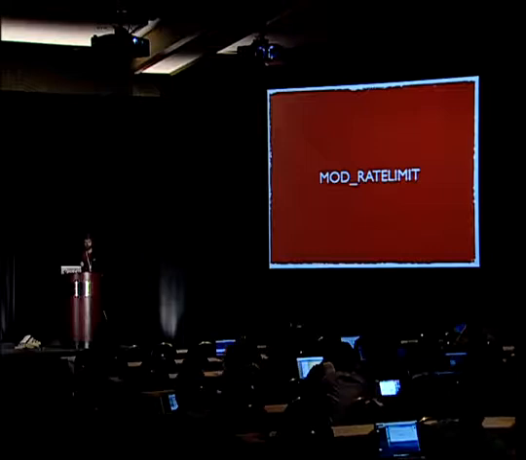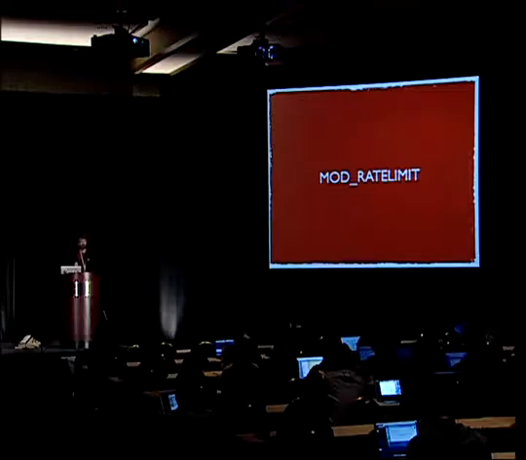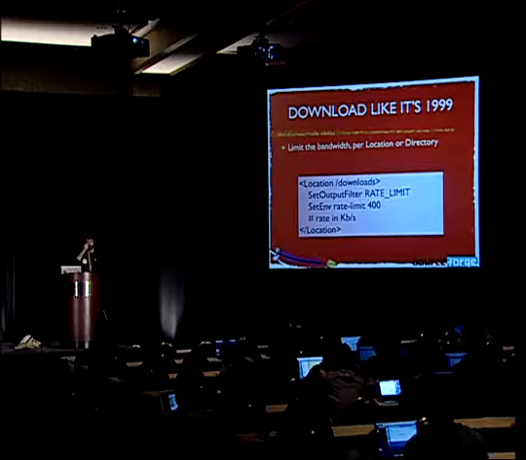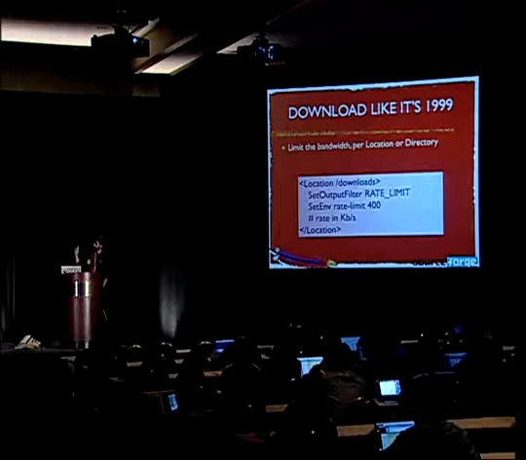Mod rate limit answers a question that we get again on the IRC channel all the time. People want to slow down the throughput for a particular part of their website. So the scenario here is I have a downloads directory and people are downloading stuff so much from that directory that it's consuming all of my bandwidth and the rest of my site is inaccessible. So mod rate limit addresses this issue, and it slows down the bandwidth consumption for that particular directory, in this case to 400 kilobits per second, so that the rest of my website does not suffer.